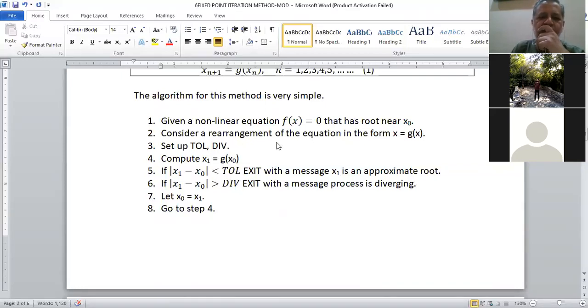And I will suggest that you make a program. You will have to consider the function hard-coded, defined in your program. The g(x) rearrangement is made manually and put into the program as a defined function, and then you can calculate by calling that function every time you have some initial value x naught. Initial value x naught in a program you can arbitrarily choose because the algorithm is taking care of convergence as well as divergence.